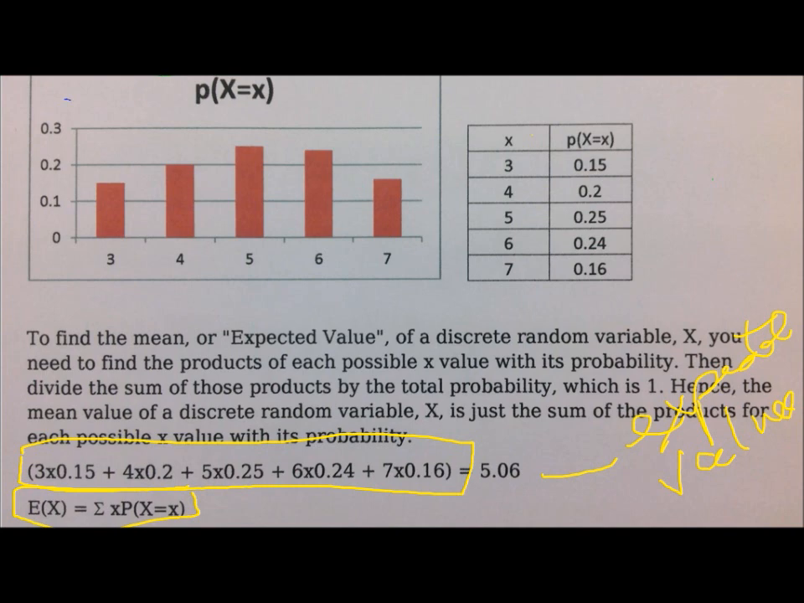The expected value is the same as the mean because over the course of many trials we know that most random variables regress to that mean value. You get as many values above the mean as you get below the mean. So things average out, hence the expected value is called the mean.